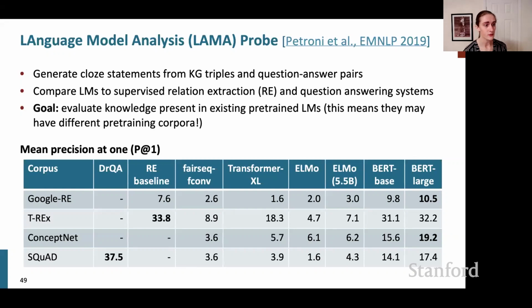I forgot to mention what mean precision at 1 is. This is a pretty simple metric. The idea is if you look at the blank and you look at the top prediction for the blank, is it correct or not? So that's what precision at 1 means. Precision at 10 would be, let's look at the top 10 predictions. Is the correct prediction in the top 10?